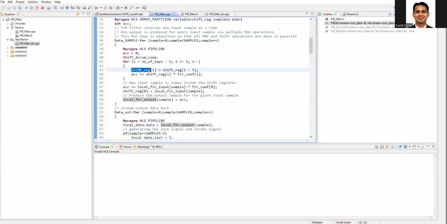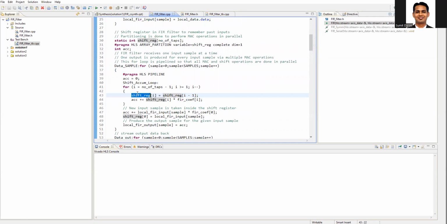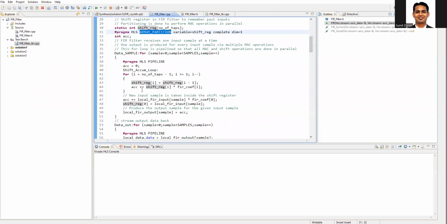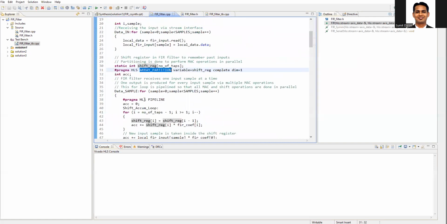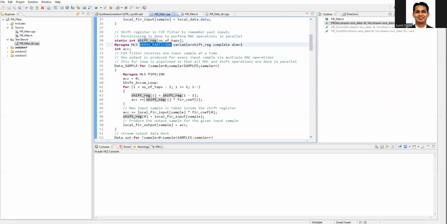So for that, I need to break down this shift register so that I can access all the elements in parallel. So I did the array partitioning, and for the MAC operation, all the multiplication will be done in the parallel fashion. Okay, so this is how I have received the data.